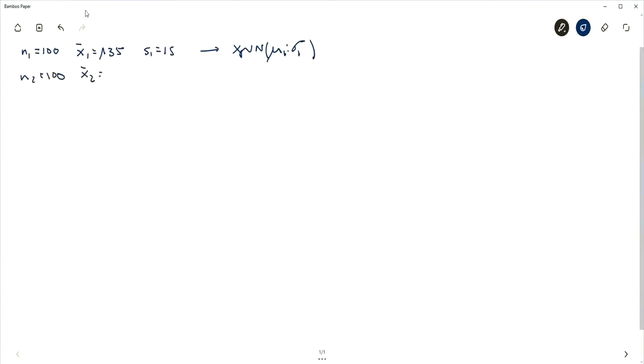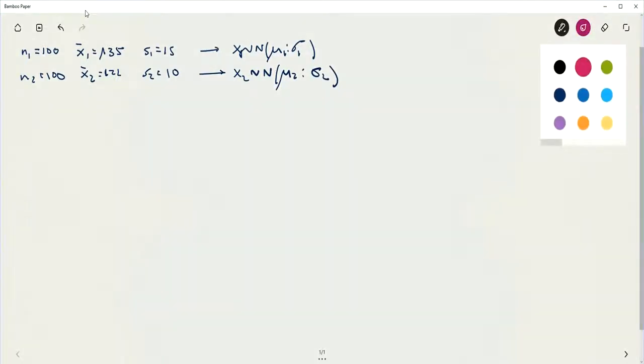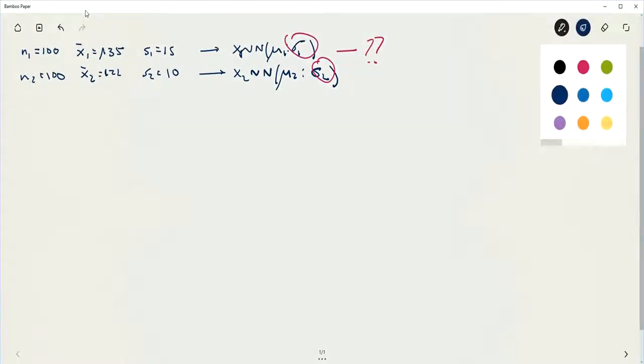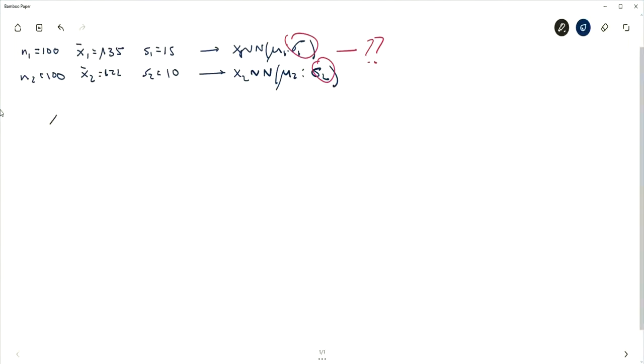We know that this population follows a normal distribution with expected value m sub 1 and standard deviation sigma sub 1. In the case of the second university, we have also 100 students. The mean time in enrolling is 122 with a standard deviation of 10. In that case, both variances of both populations are unknown, but we can consider that they are equal.